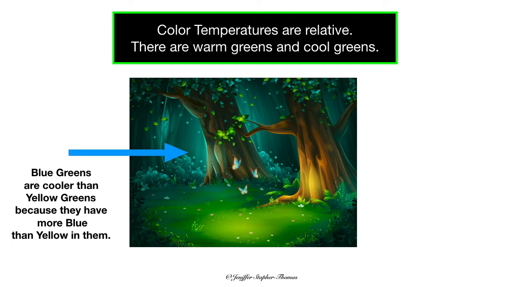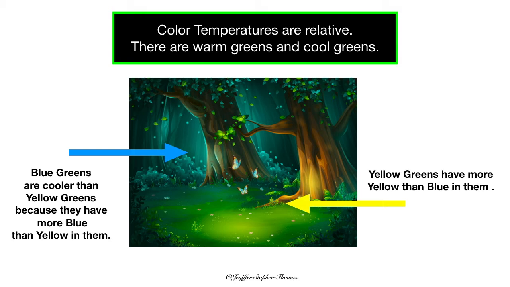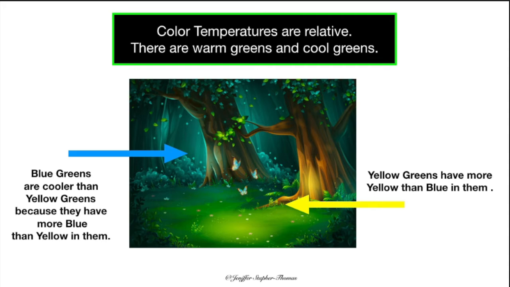Well, let's look at these. There are warm greens and cool greens. Blue greens are cooler than yellow greens because they have more blue than yellow in them. Do you see that with the blue arrow? Isn't that pretty? Well, yellow greens have more yellow than blue in them. You can see that. Look how beautifully the contrast of the warm yellow greens and the cool blue greens looks.